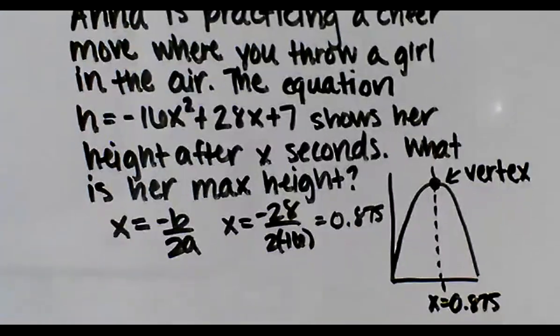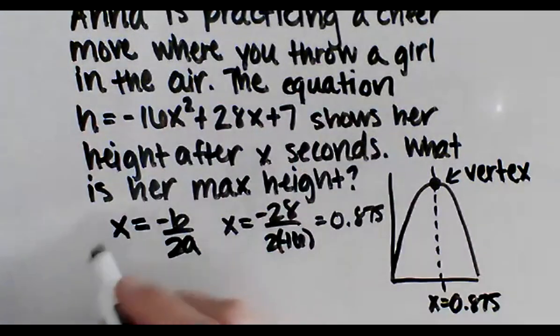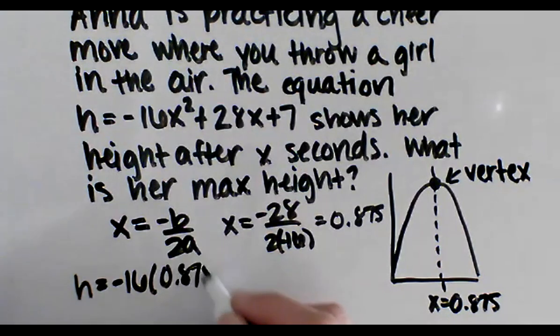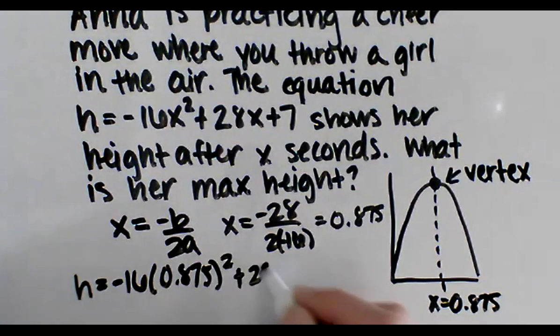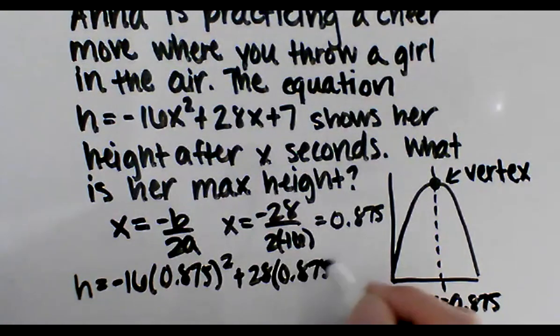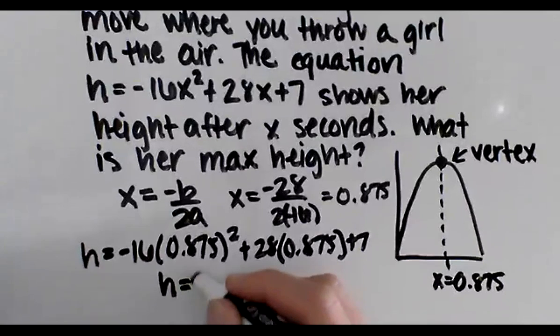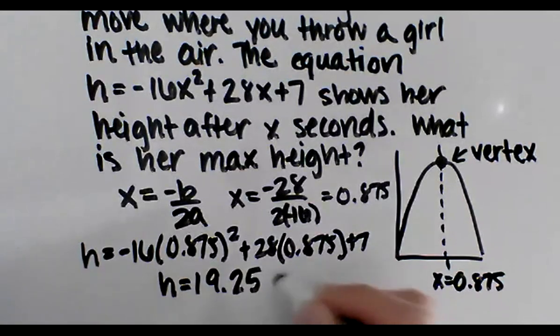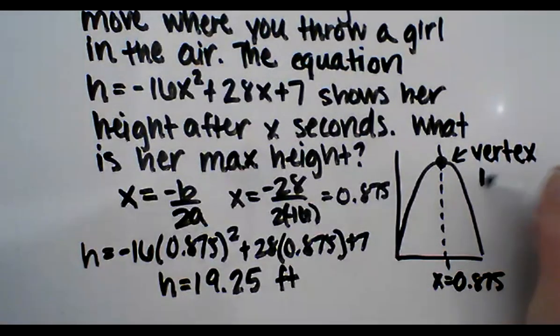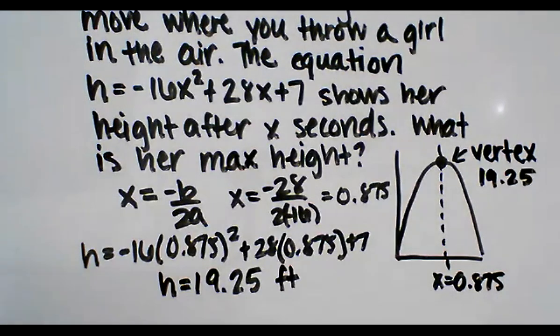To find the y value, all we're going to do is substitute this into this equation. I'll get out my calculator and type this in exactly how I see it, because I'm not going to do this in my head. When I type this in, we find out that her maximum height is 19.25 feet. So that's how high the girl went. And those are really the types of questions that you might be asked about finding the vertex.